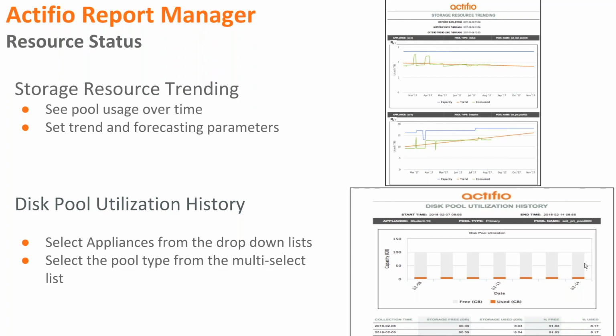But the real valuable part here is the trend line. It'll tell you, so long as you stay more or less in the same pattern of behavior that you're in now, it'll tell you exactly when you're going to run out of storage.